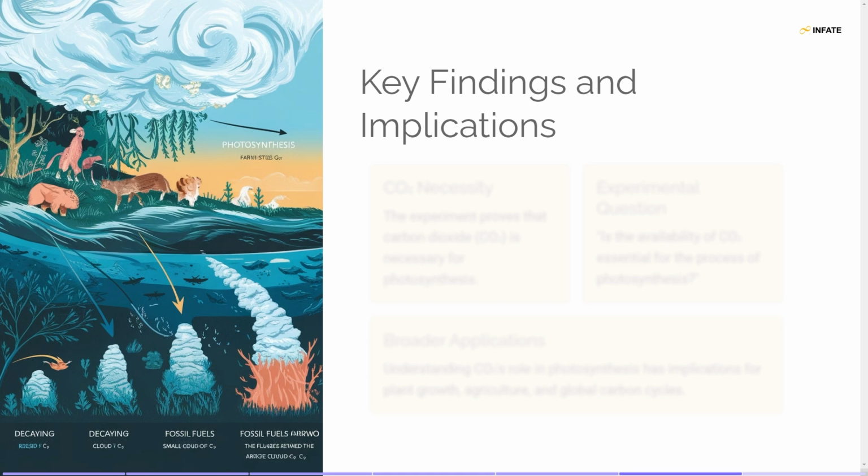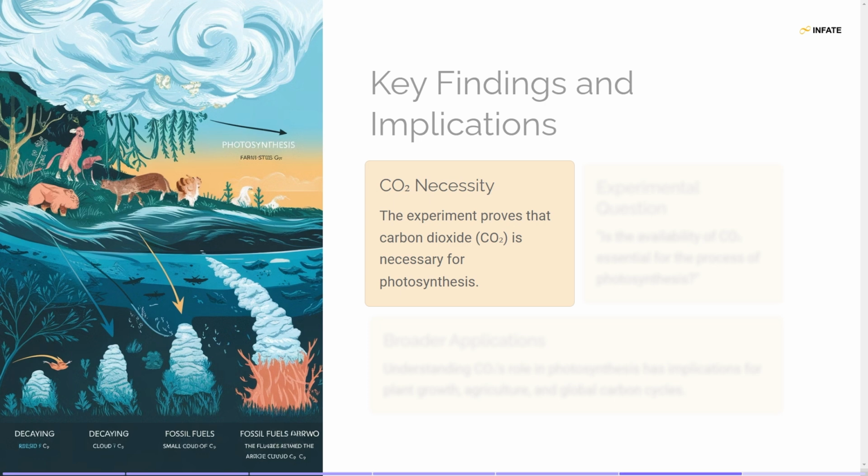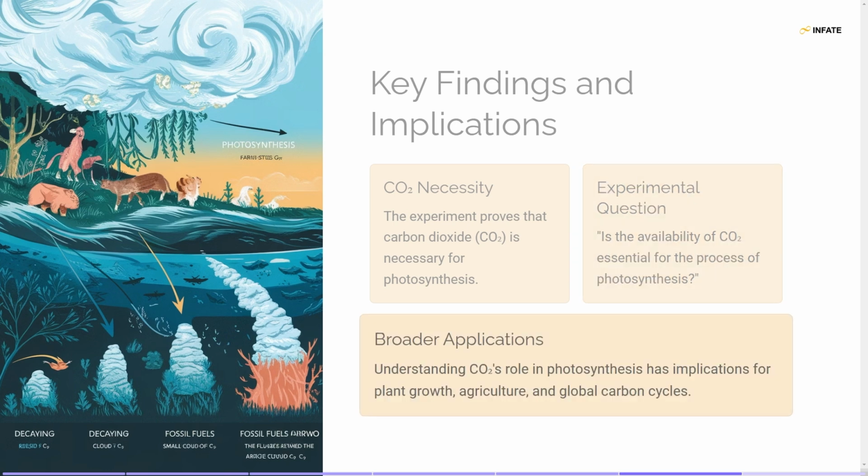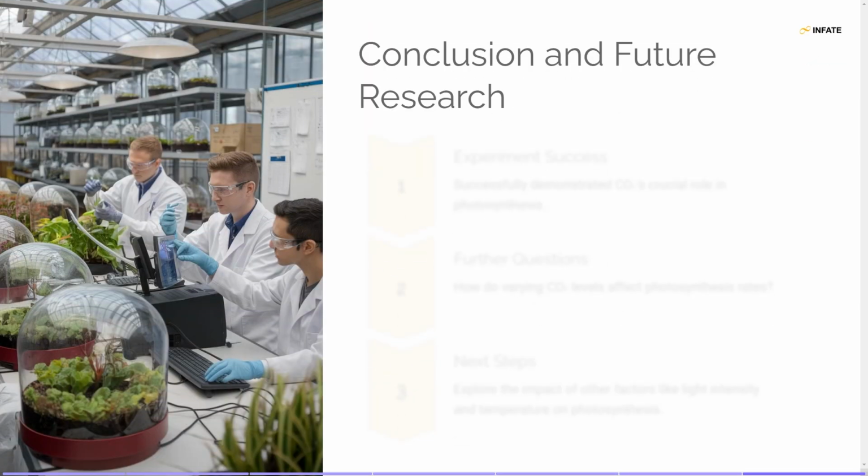Slide 6. Key findings and implications. CO2 necessity. The experiment confirms that carbon dioxide is essential for the process of photosynthesis. Experimental question. This study addresses the question, is the availability of CO2 essential for the process of photosynthesis? Broader applications. Understanding the role of CO2 in photosynthesis has significant implications for plant growth, agriculture, and the global carbon cycle.